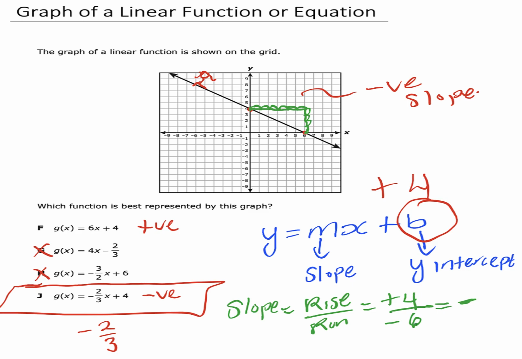So my answer is a negative. Remember, with fractions, we must reduce them to lowest terms. Both of these are even numbers. So when you divide by 2, you're going to get 2/3. So there's my slope of negative 2/3. But I didn't need to find a slope. By just looking at my line to see if I had a positive slope or a negative slope, I was able to identify my answer.